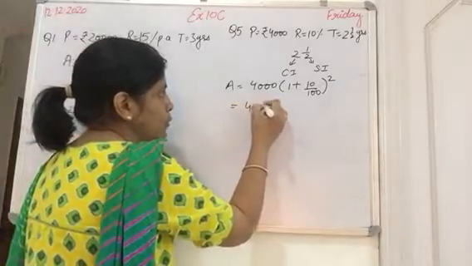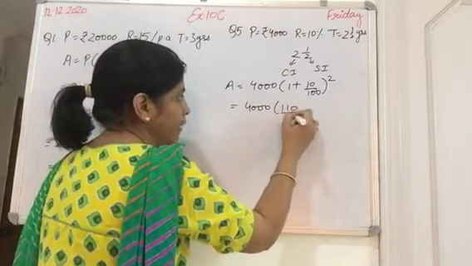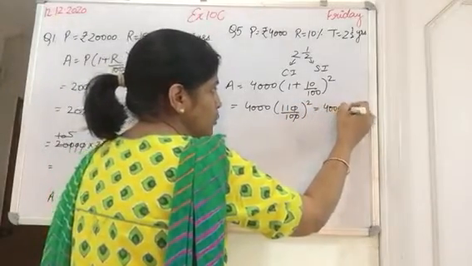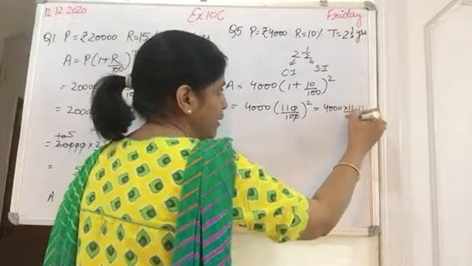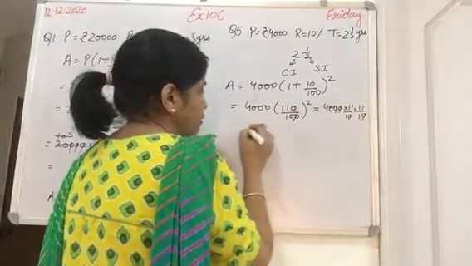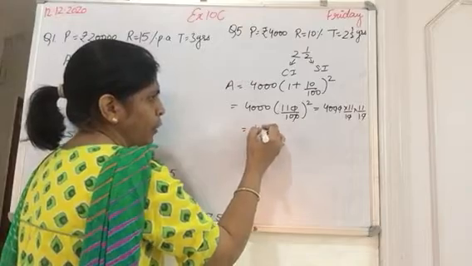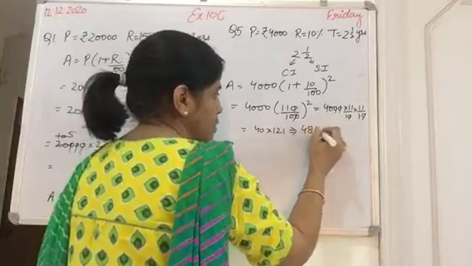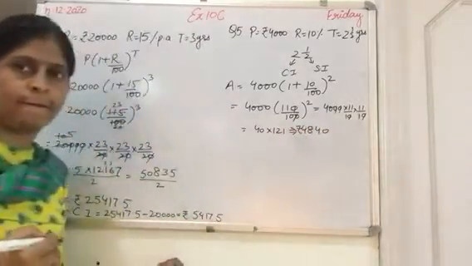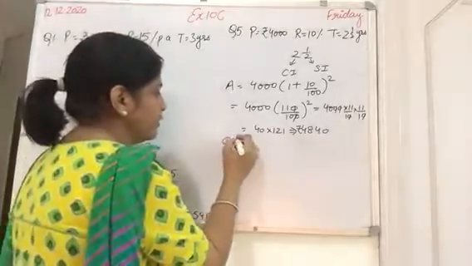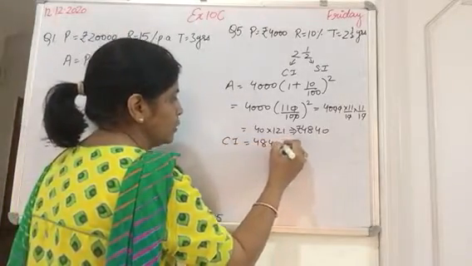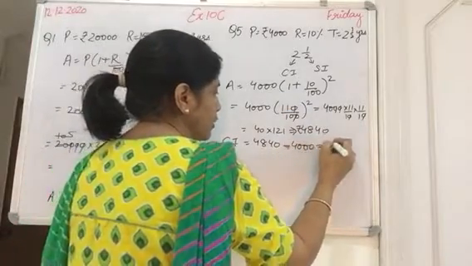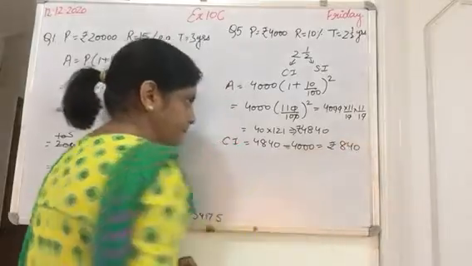So 4,000 into 110 by 100 raised to the power 2. So it is 4,000 into 11 by 10 into 11 by 10. Cut the zeros. It will be 40 into 121. 4,840 is the amount. Yes. So compound interest will be 4,840 minus 4,000. So interest will be 840.